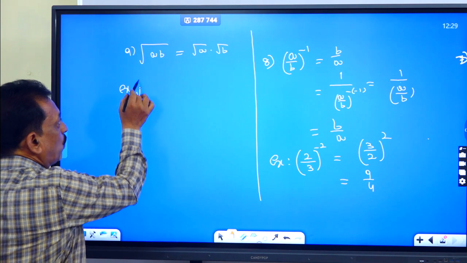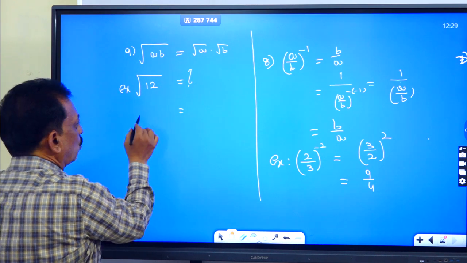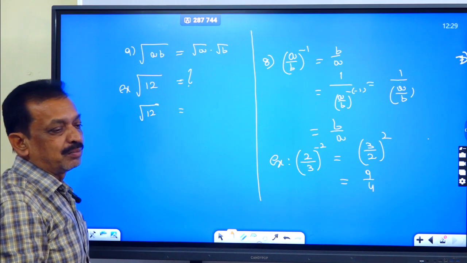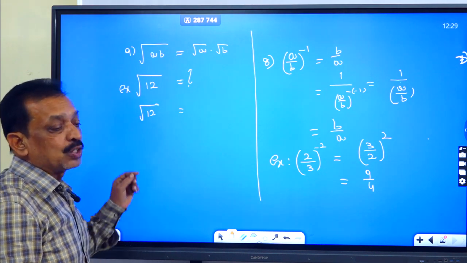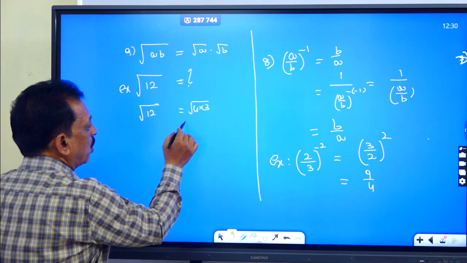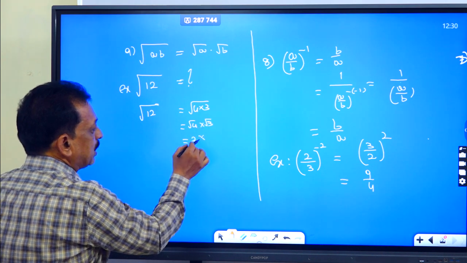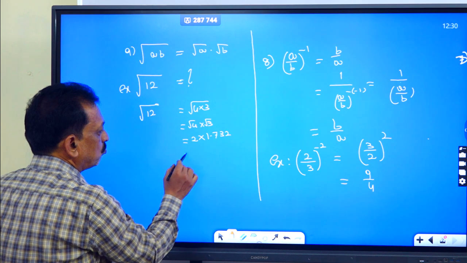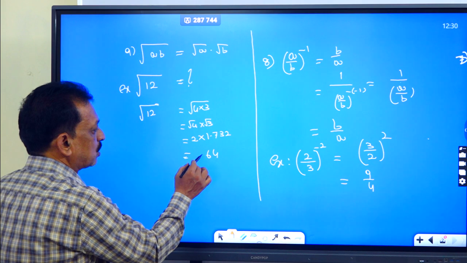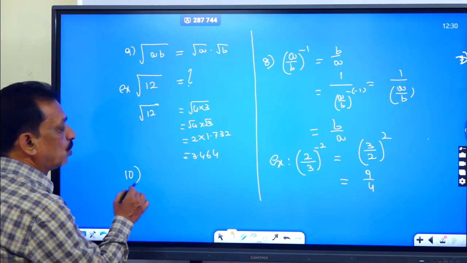Example, I want to find the square root of 12. So what can I write? Root 12. 12 can be written as 6 into 2, also correct. But you try to get a perfect square root value. So I can say 4 into 3, which is root 4 into root 3. Root 4 is equal to 2. Root 3 is equal to 1.732. So one decimal point is enough. If you want, take more, no problem. So what is the value you are getting? 2 into 1.732 is 3.464. This is the value. Now coming to the next one.